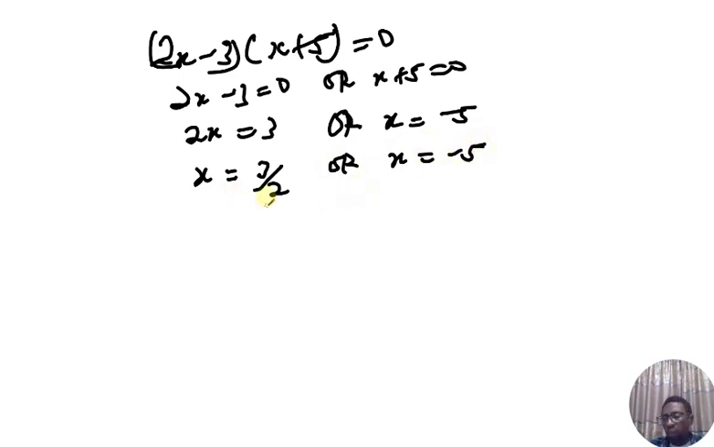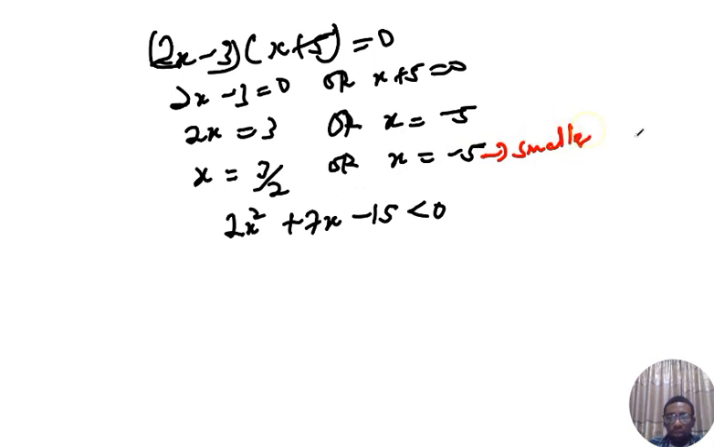So don't forget the question was actually 2x squared plus 7x minus 15 less than 0. So for what I said in the first two, this minus 5 is my smaller root. This 3 over 2 obviously is more than minus 5. This is a larger root.